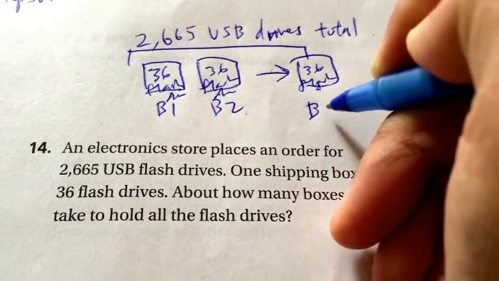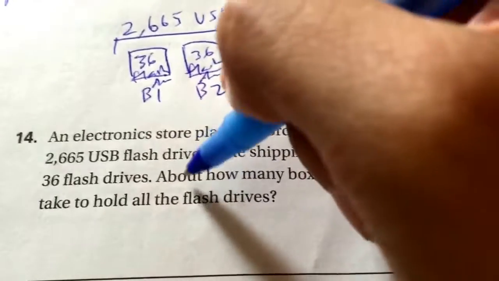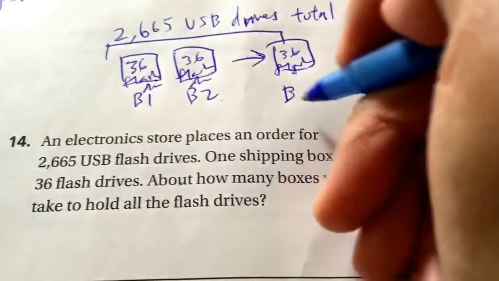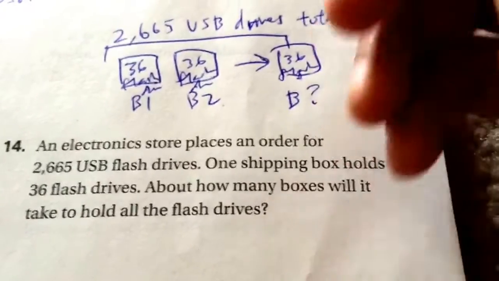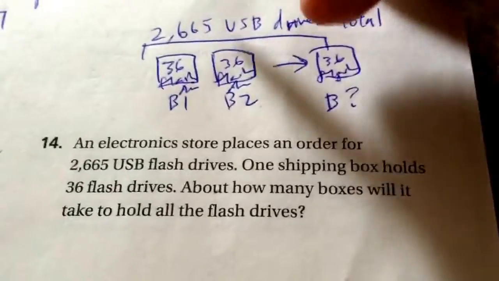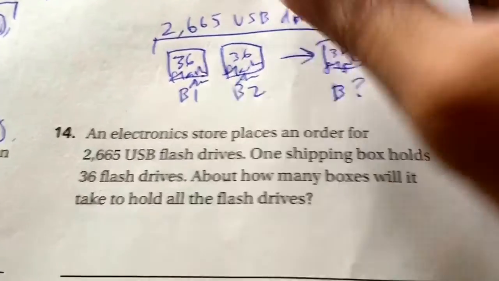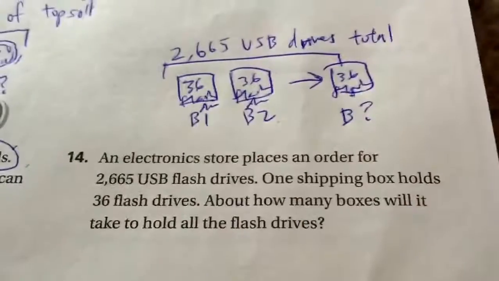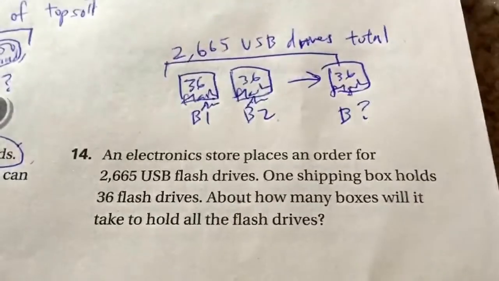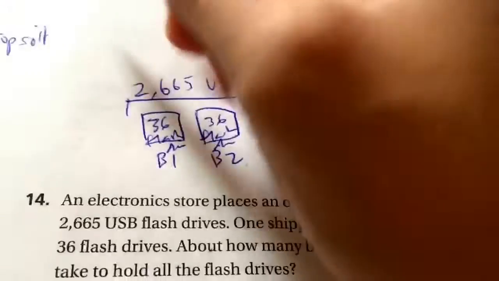How many boxes do we have? So I could put a number here. That's what they're asking. About how many boxes will it take? That means it's a question mark. We don't know. That's your X. That's your variable. But we do know the store needs to sell this many. And they're going to take away 36 and put in a box. They're going to take away 36 and put in a box. They're going to take away another 36 and put in a box. So are they getting bigger or smaller?